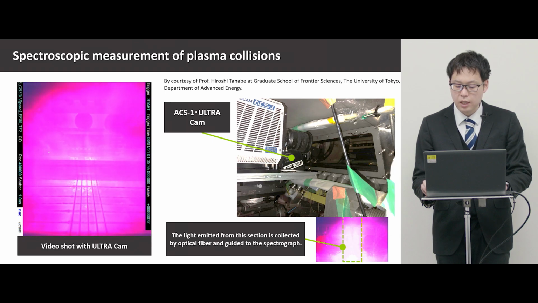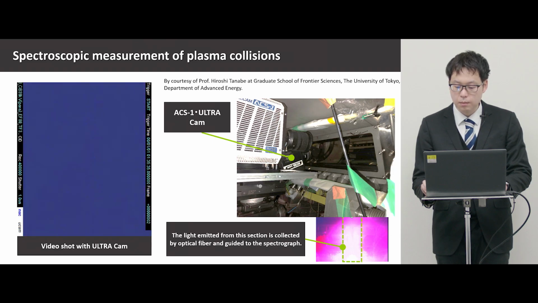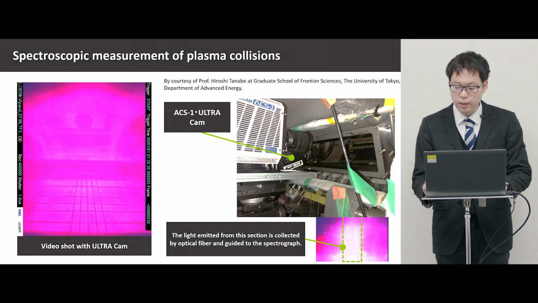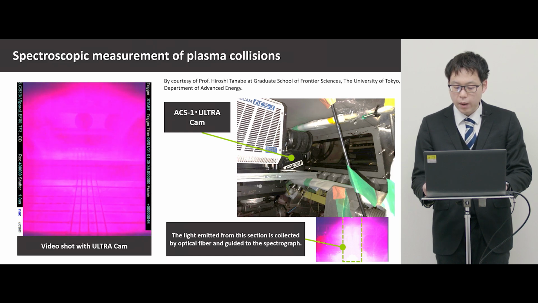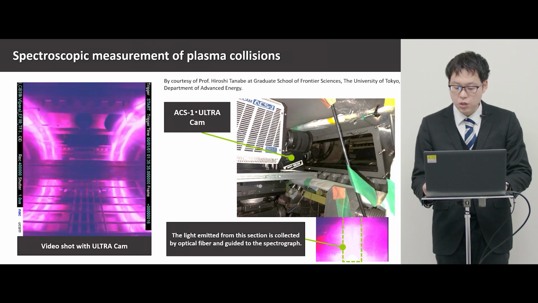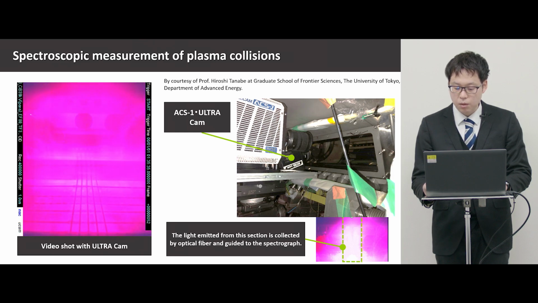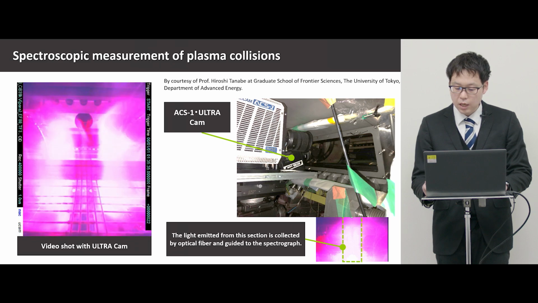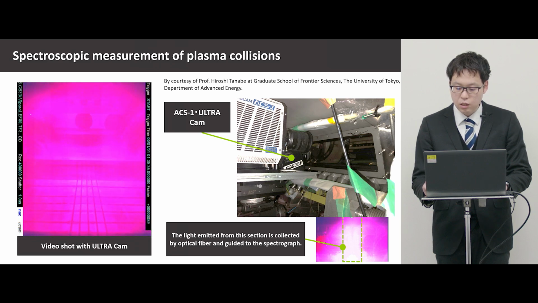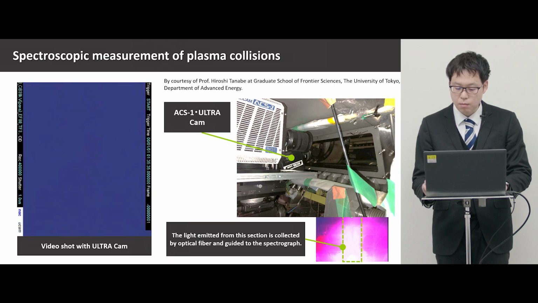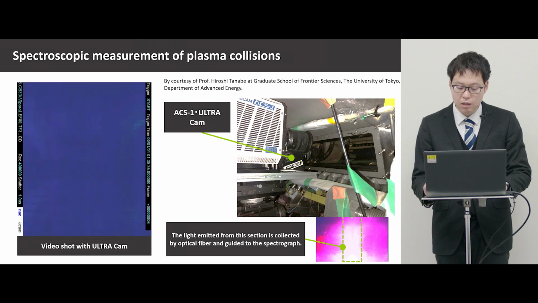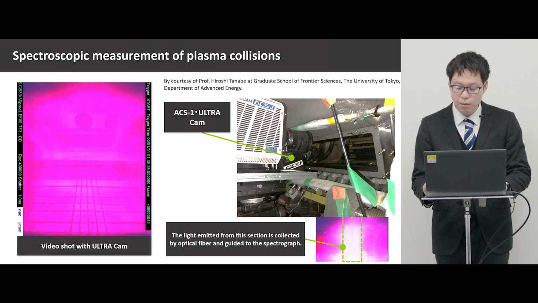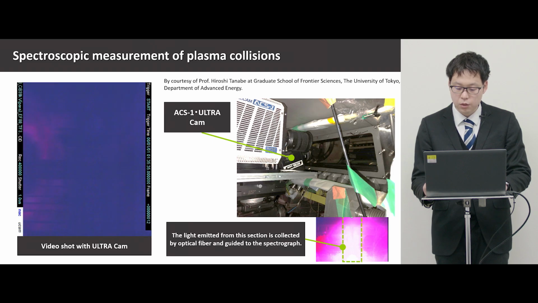I'd like to introduce the spectroscopic measurement of plasma collision merger conducted by Professor Tanabe at the University of Tokyo. While utilizing the UltraCam and ACS1 for plasma collision merger measurements, simultaneous visualization with the high-speed camera is performed alongside connecting multiple imaging fibers to a spectrograph, enabling two-dimensional spectroscopic image capture in a single exposure using the ICCD.